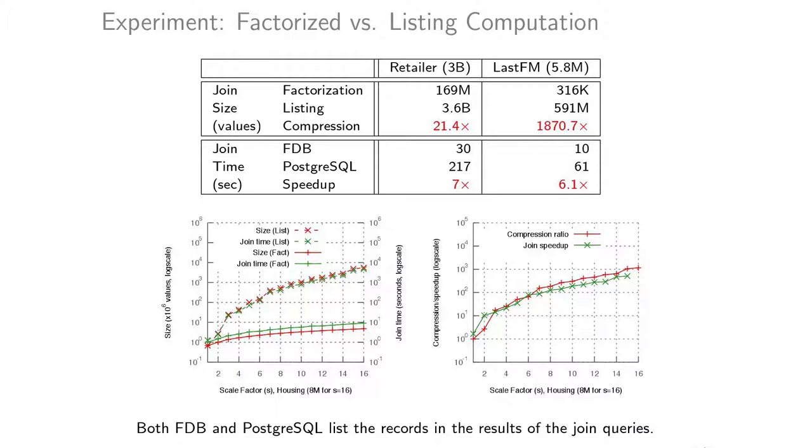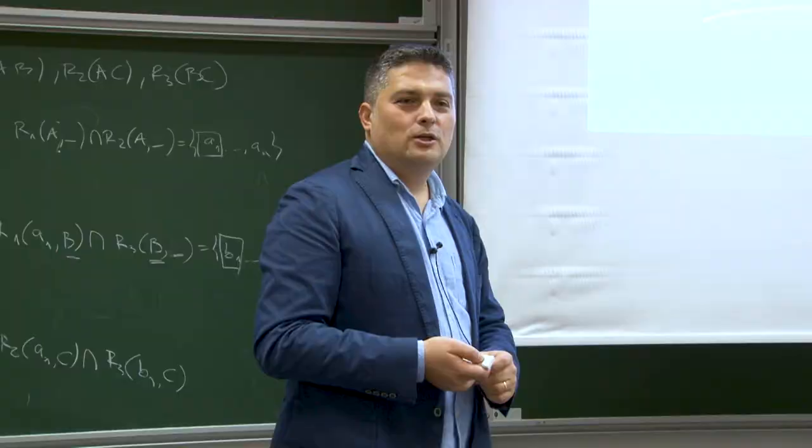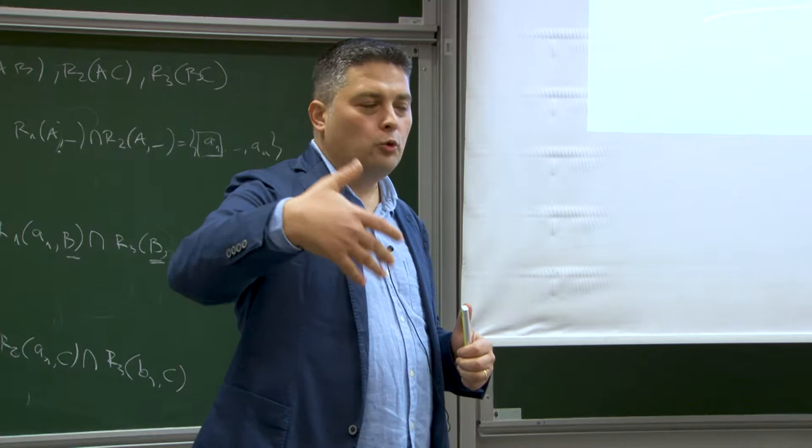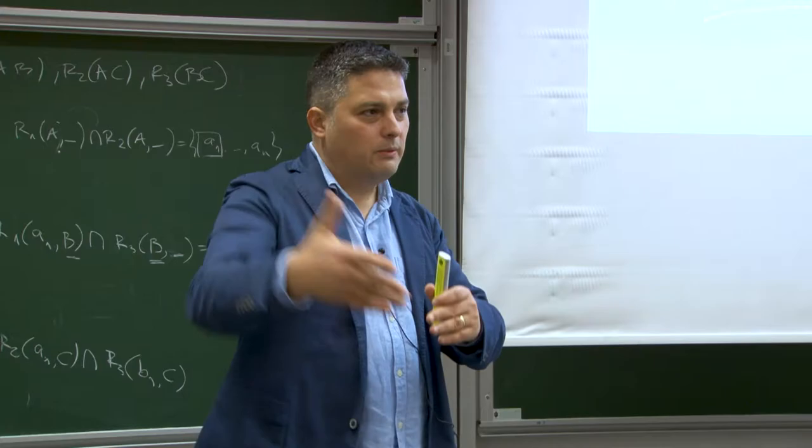Whereas if you do it with a system like Postgres or any other system, then the increase is cubic. Here we have a log scale on both axes. This is for the actual join time, and this is for the actual number of values. So one increases linearly, the other increases cubically. If you look at the compression ratio versus join speedup, they are quite on par, which essentially means that if you compress well, processing the join can also be done very well. Here we assume that internally we factorize the representation, but we still enumerate all the tuples in the result. We still present the user with all the tuples, not factorized, but listed.